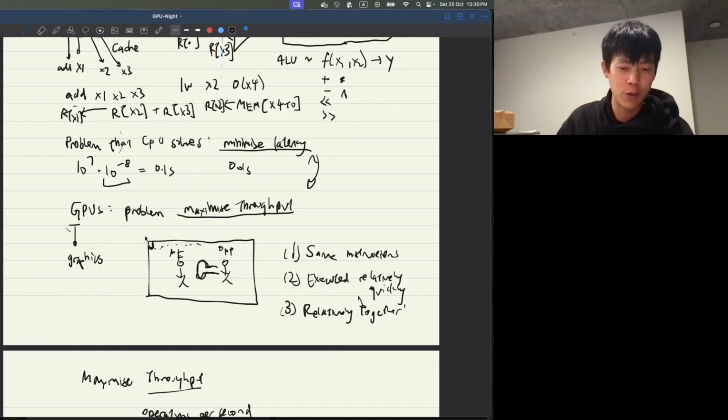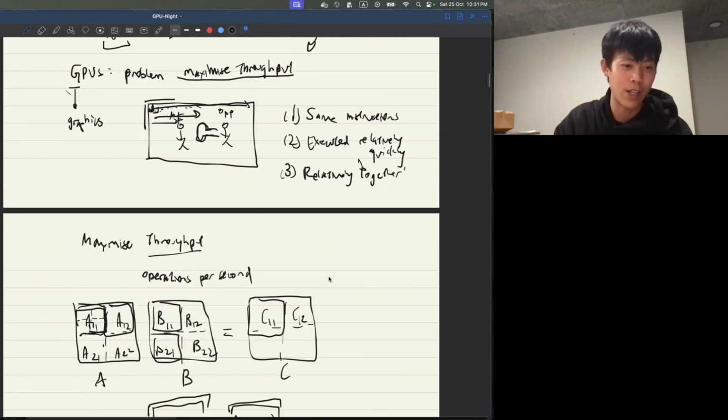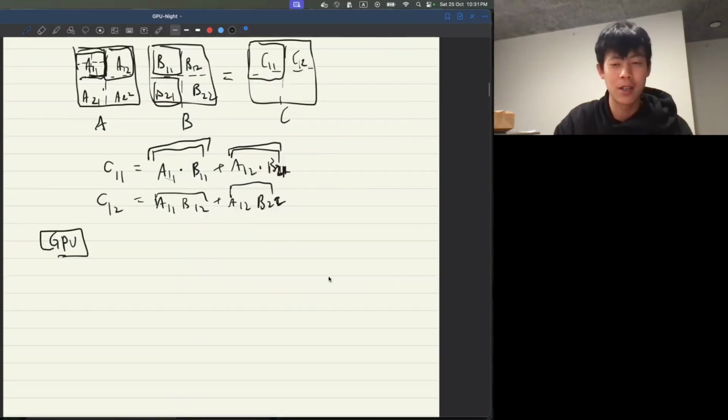You can imagine if you use a super fast CPU to render your screen, what will happen? Your top left pixel is going to get rendered really fast. Your second pixel is going to get rendered very fast. And then you'll see your screen render in a bit of a cascading manner. It will just render from left to right, starting from the top. And that's going to mess up your game experience. It doesn't have to be all super fast, but you want them to be executed relatively quickly and relatively together. So that is why the GPU's workload is different.